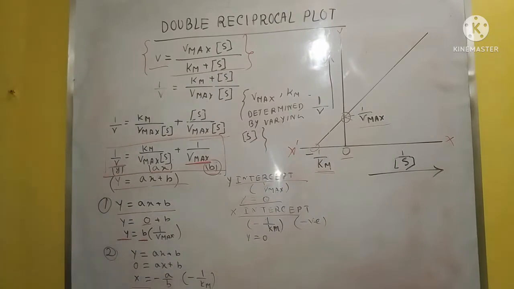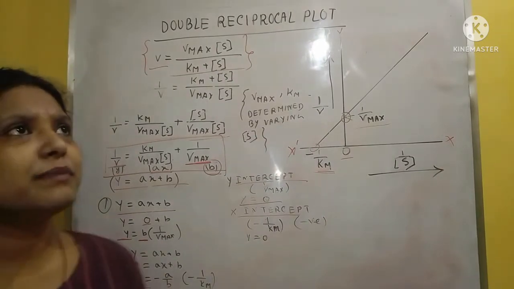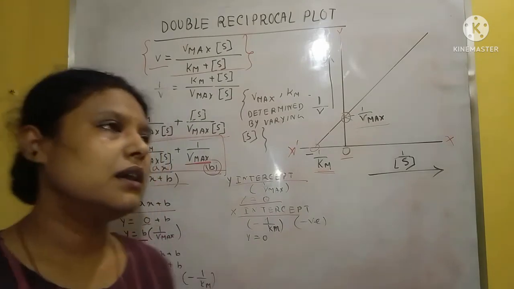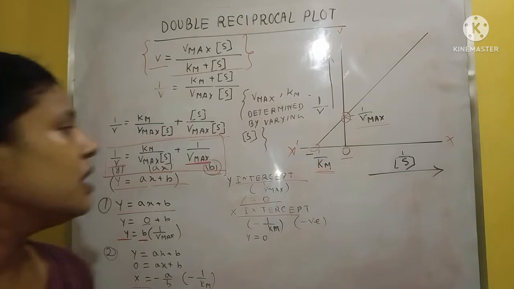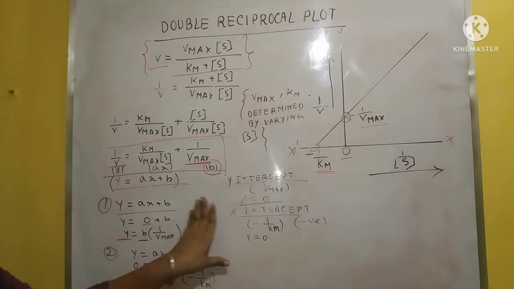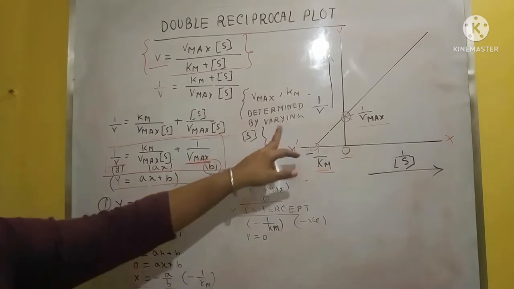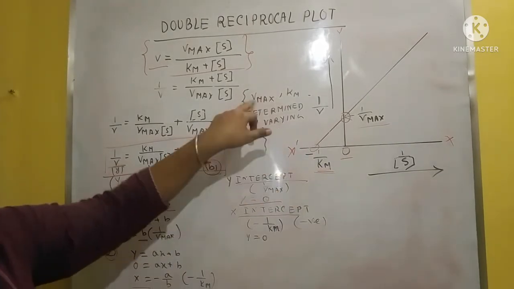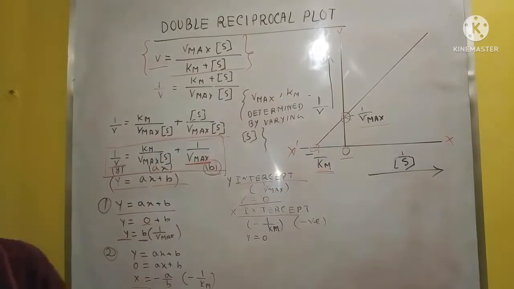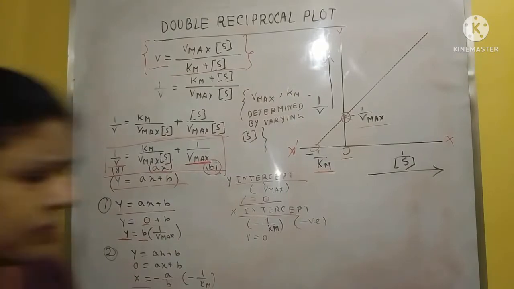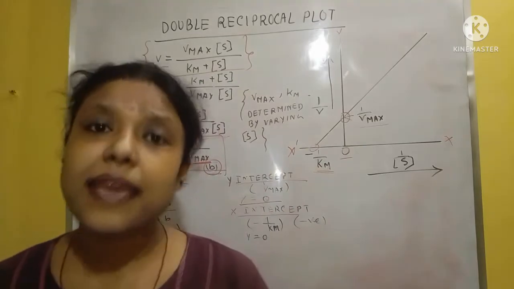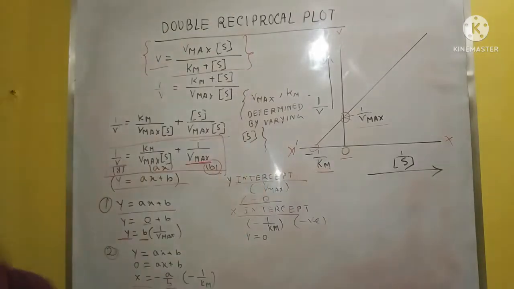This is the double reciprocal plot, and it is another topic, totally another topic. This is not related to the Michaelis-Menten equation. This is related to how Vmax and Km are determined when the substrate concentration varies. Clear? Now I will describe the significance of the Km and Vmax values.